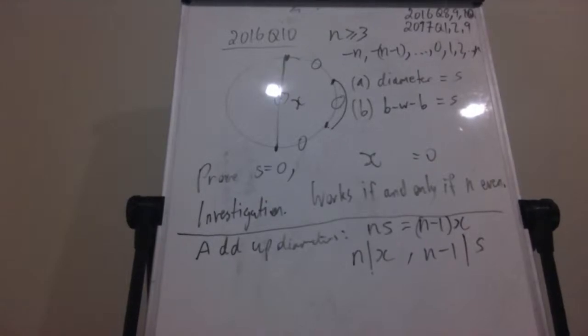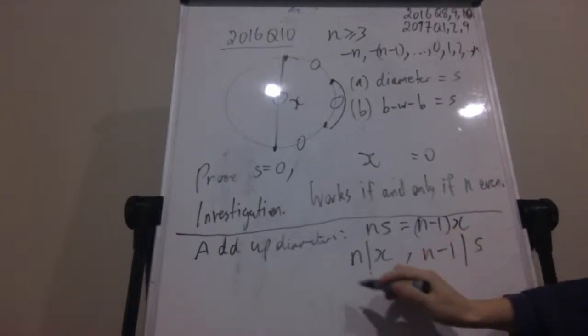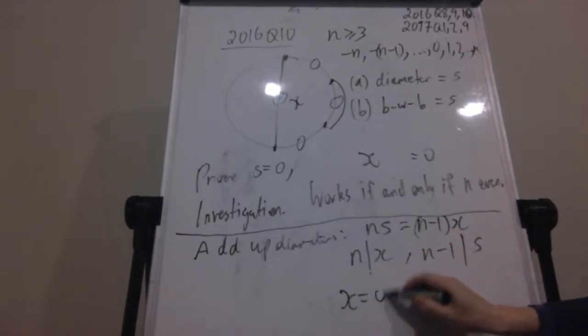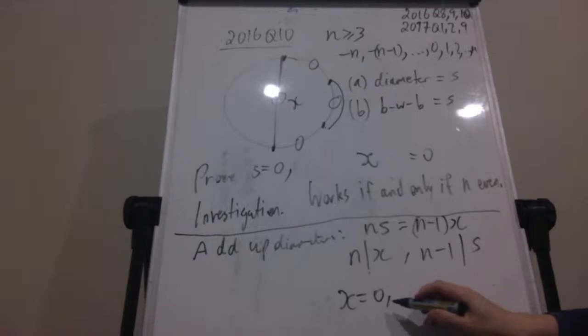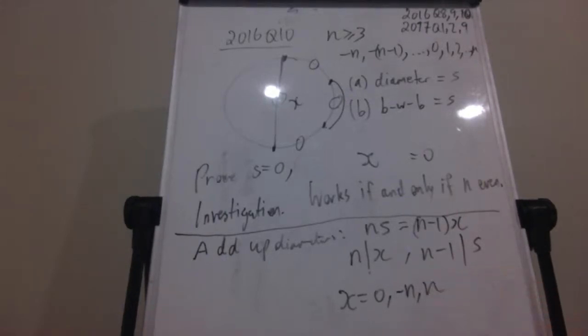X has to be 0, 1, or there's one other possibility. What are the possibilities? 0, and a negative. Wait, negative n and n, right? Yeah. They're the only multiples of n. Yeah, that's the only possible.